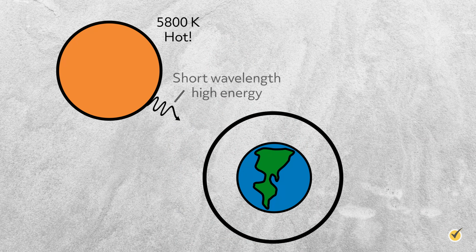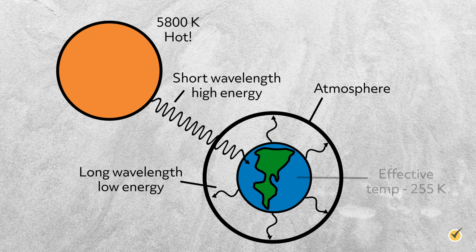This heats the Earth, which in turn releases its own thermal radiation, but at much longer wavelengths than the sun, because, of course, the Earth is much cooler than the sun. The Earth, which is effectively 255 Kelvin, releases infrared radiation. That infrared radiation is then captured by atmospheric gases, which causes our atmosphere to warm.